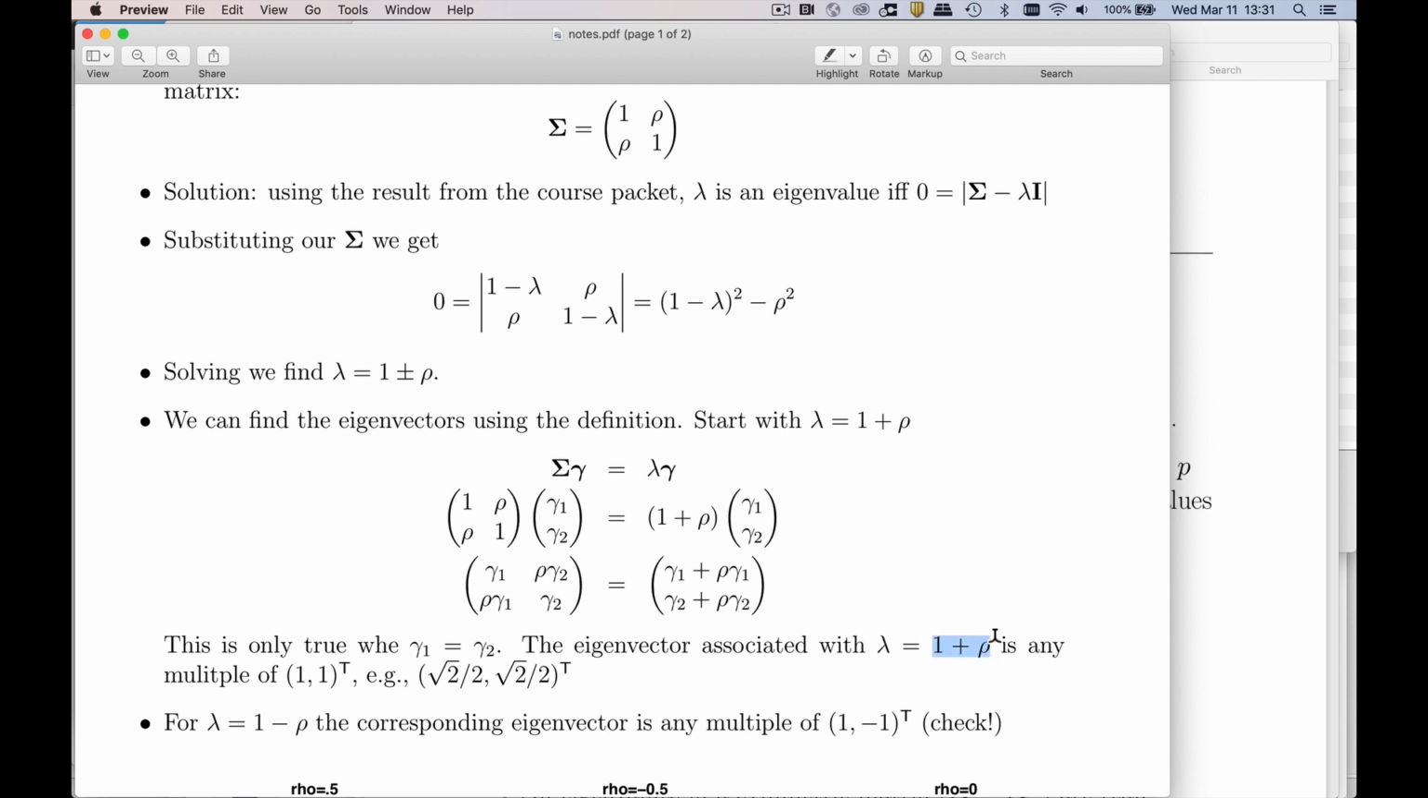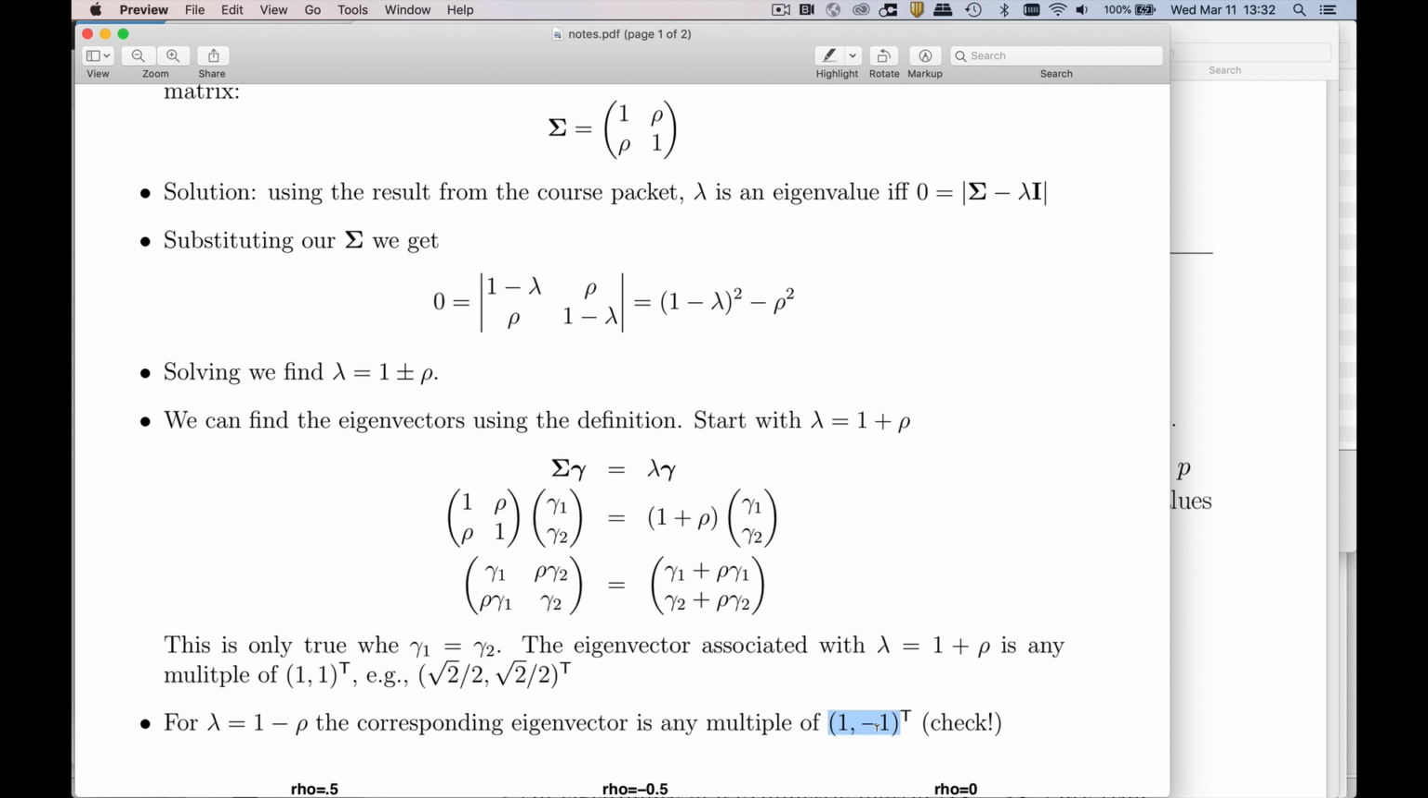So they're not unique. Now, I'm going to leave the other eigenvalue as an exercise. The other eigenvalue was 1 minus rho, and an eigenvector is any multiple of this vector, 1, minus 1. If you multiplied this by minus 1, you'd get minus 1, plus 1. That would also be an eigenvector in that same direction. You could divide by the square root of 2. You could do whatever you want.